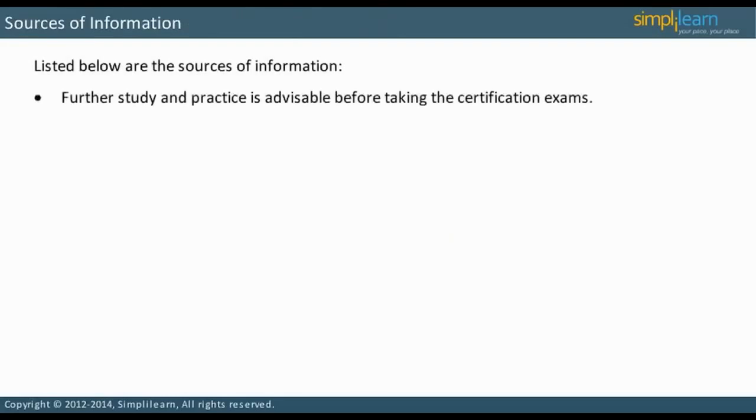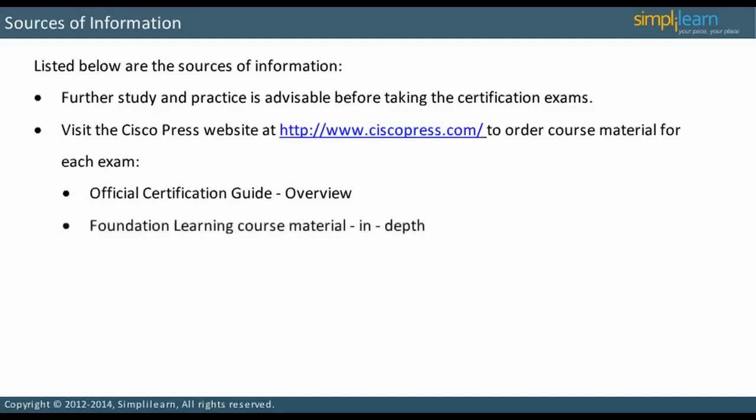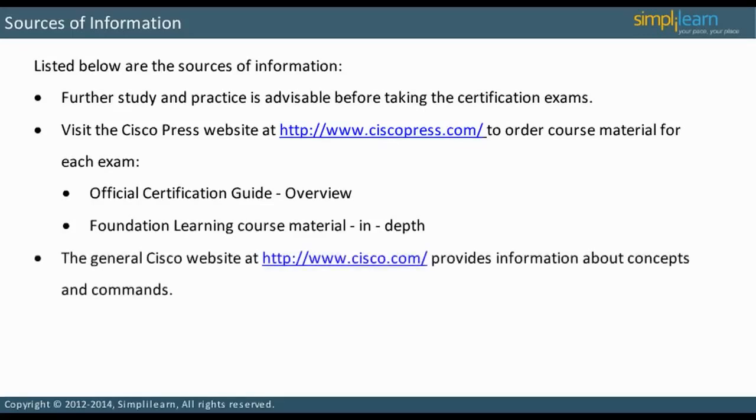Further study and practice is advisable before taking the certification exams. One way to accomplish this is to visit the Cisco Press website to order course material for each exam. The official certification guide offers an overview of the material. The Foundation Learning course material is an in-depth treatment. In addition, the general Cisco website provides information about concepts and commands. Specific information for each router or switch platform is available there.